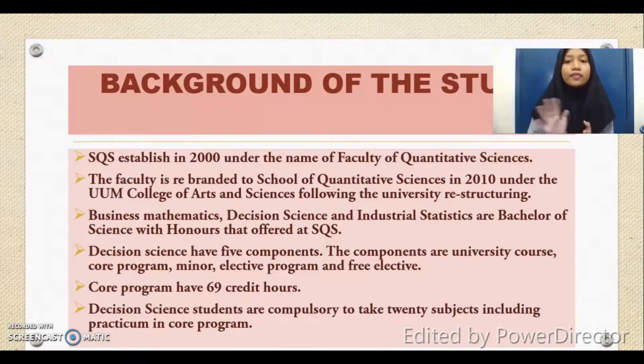Decision Science has 5 components. The components are University Course, Core Program, Minor, Elective Program, and Free Elective. Decision Science students are compulsory to take 20 subjects, including practicum, in the Core Program. The Core Program has 69 credit hours.